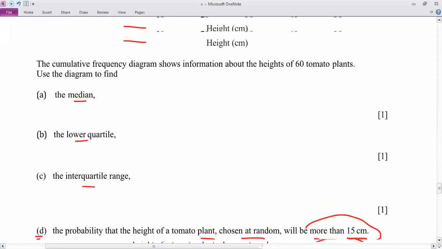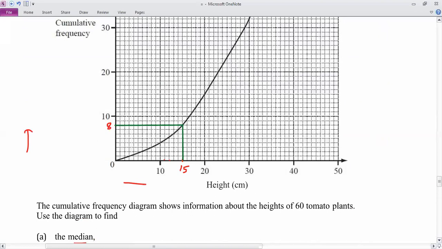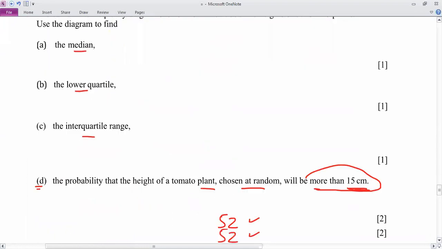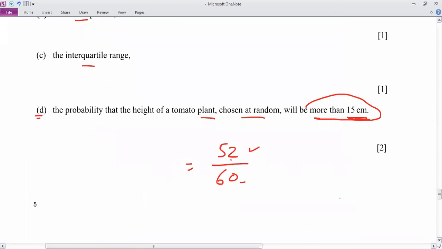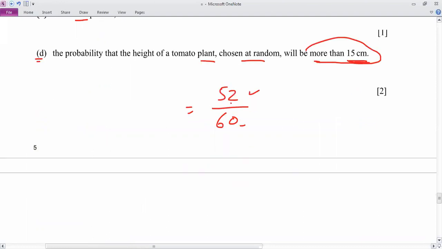Because first we found how many have a height more than 15. So from 15 I drew the line, I went there, it is 8. It means all these have a height more than 15. These numbers. So the total is 60. Out of them, 8 have less than or equal to 15, so the remaining 52 have more than 15. So how do we take the probability? Number chosen divided by total. So 52 over 60. That will be it.